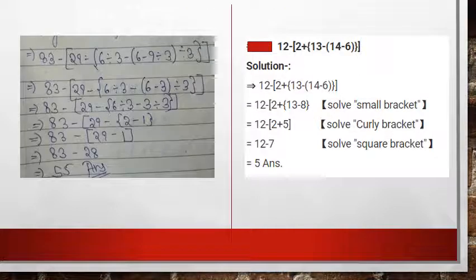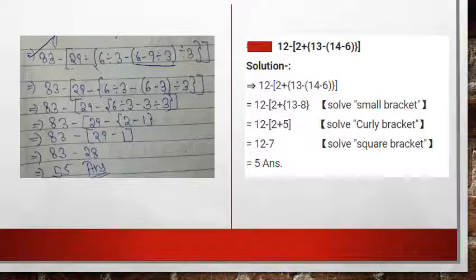Next question, let's see the next question. 83 minus, here is the square bracket, 29 minus curly bracket, 6 divide 3 minus common bracket. Here you can see under the common bracket 6 minus 9 divide 3, and the bracket is closed here, divide 3. Then the curly bracket is closed here and the square bracket is closed. Now first what will we solve? We will solve the common bracket.